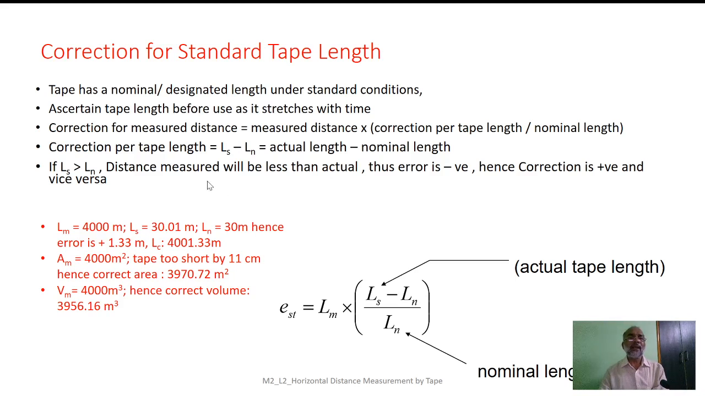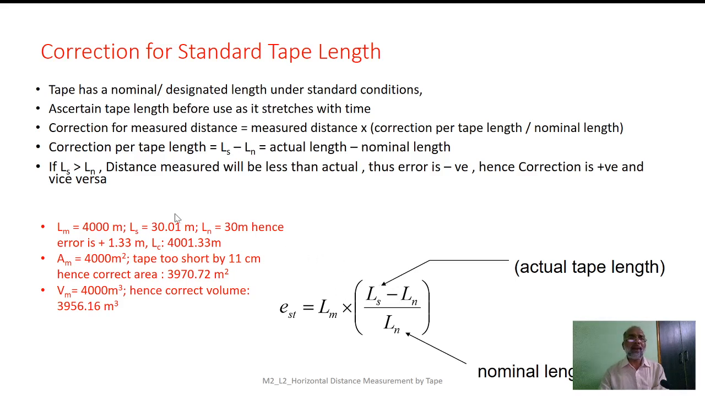The too short and too long cases are also discussed in our previous presentation. Here, the error component can be worked out as E standardization equals Lm into (Ls minus Ln) divided by Ln, where Lm is the measured distance, Ls is the actual tape length, and Ln is its designated length, which is nothing but the nominal length.